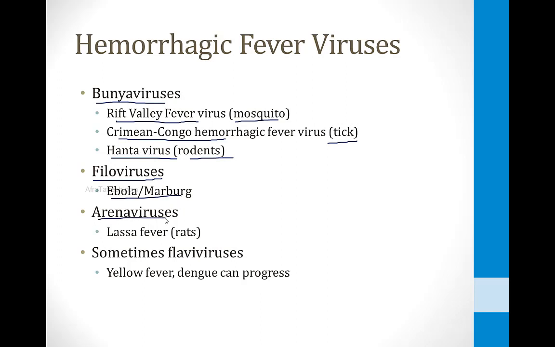There's one arenavirus that can cause hemorrhagic fever. That's the Lassa fever virus. And remember, it lives in rats, and the rats shed this in their urine. And then finally, the two flaviviruses, yellow fever virus and dengue fever virus, can sometimes progress to a hemorrhagic fever type picture, although that is not the classic syndrome caused by either virus.